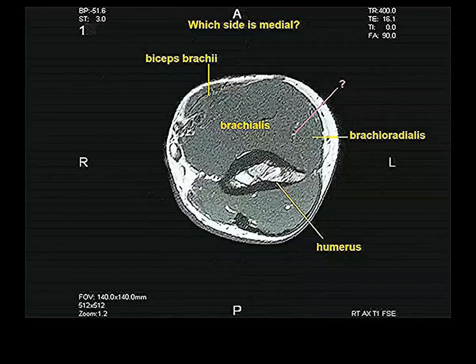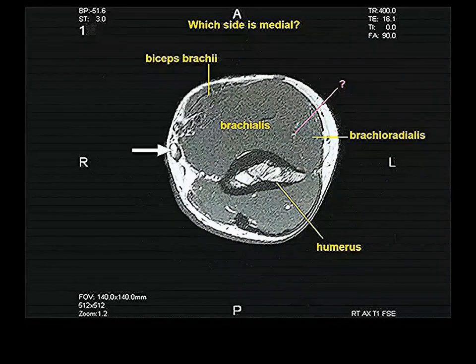Is that the brachial artery? Brachial artery sits here. It actually sits right there. That's where the brachial artery and median nerve are here. Here's the basilic vein in this person.